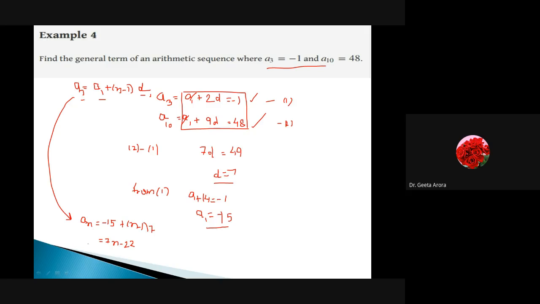Right? So this is the general term, and if we have to verify it, how can we do it? We can verify it by putting the value of n. If n is 3, we will get 7 times 3, which is 21 minus 22, which is minus 1. So this is just to verify that we are getting a correct answer. Correct? And if I take n as 10, it becomes 70 minus 22, and 70 minus 22 gives me 48, which is again correct. Right? So this is how we are getting the values.